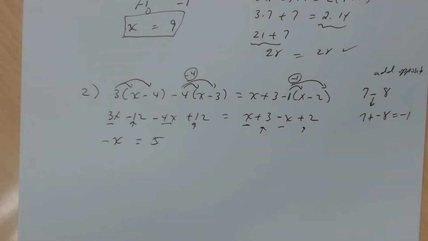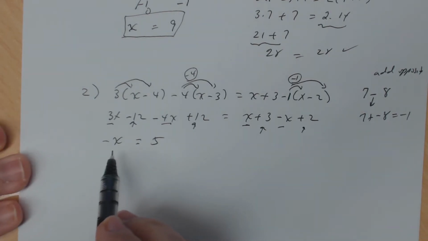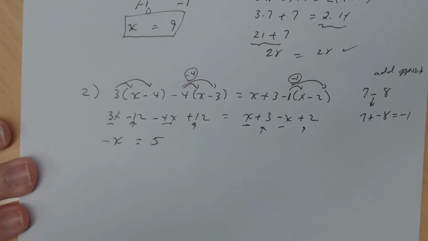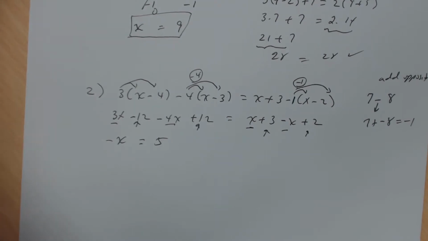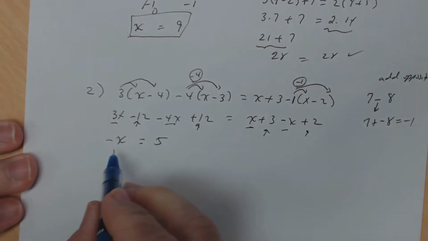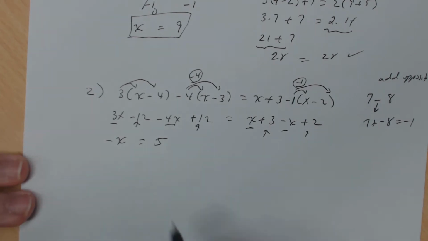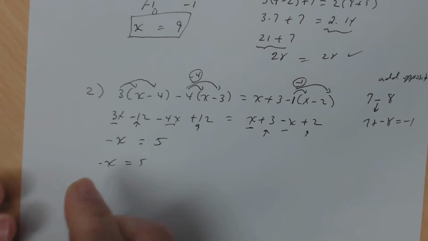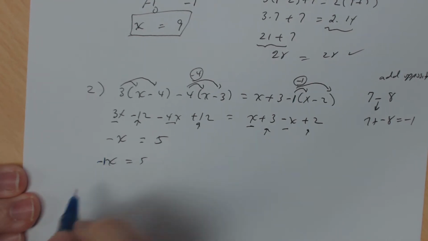Now, let me make sure. Okay, so now be a little bit careful. Remember, you're trying to solve for x. This is not x, this is negative x. So remember our terminology about the coefficients. If the coefficient's not there, it's understood to be a 1. So right here, let me rewrite this over. This is really a negative 1.